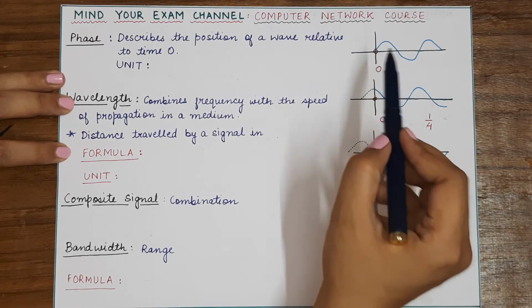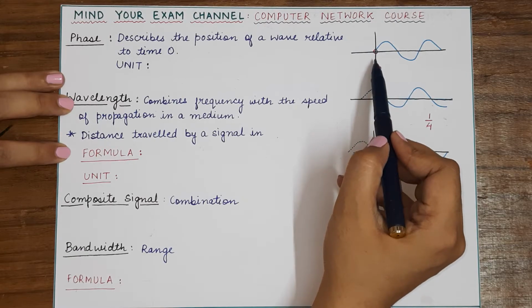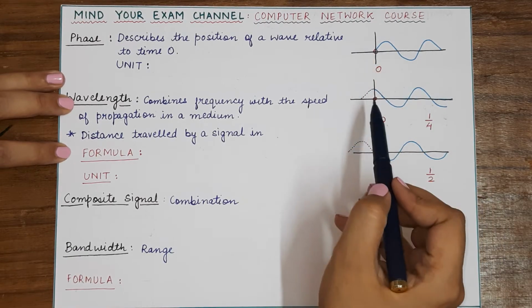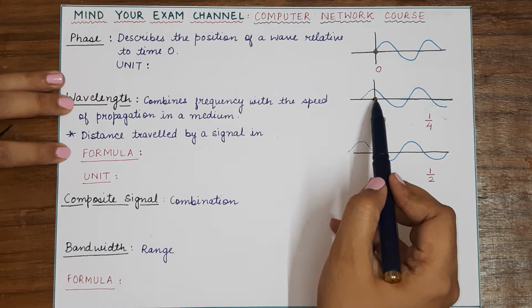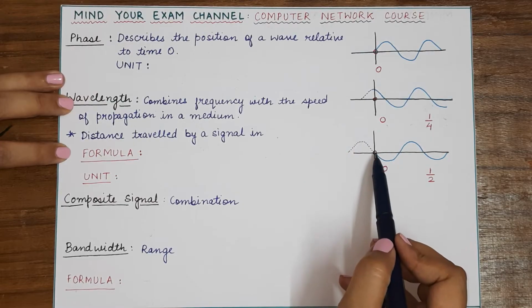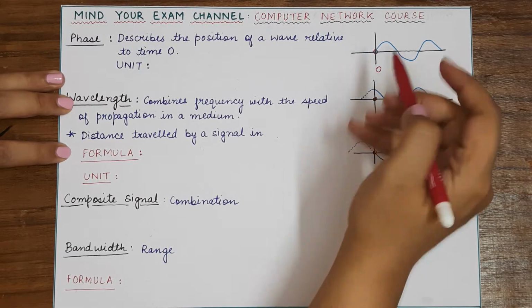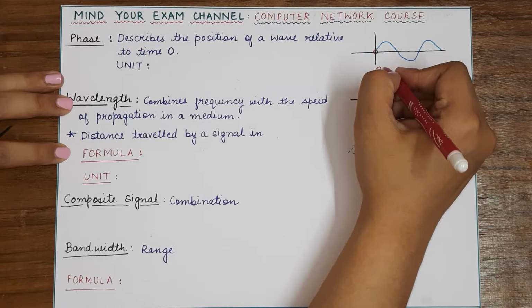In this case, at time zero, the wave has the amplitude of 0. In this case, at time 0, the wave has the highest amplitude, that is the peak amplitude. Whereas in this case, again, the wave is at amplitude 0 at time 0. Now, this phase is phase of 0 degree.